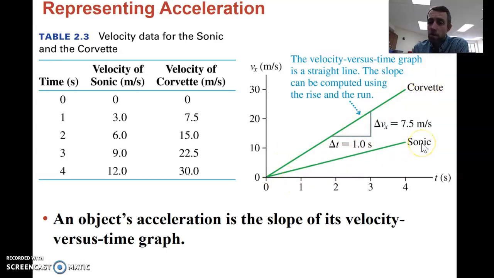And remember also that the distance that an object travels, or I should say the displacement, is equal to the area underneath the curve. So if this Sonic, if we went straight down to 4 and took the area of this triangle, we would get a number. If we took the area of the Corvette's triangle, we would get a much bigger number, which of course makes sense because in 4 seconds the Corvette will end up at a much higher speed and will cover much more ground.